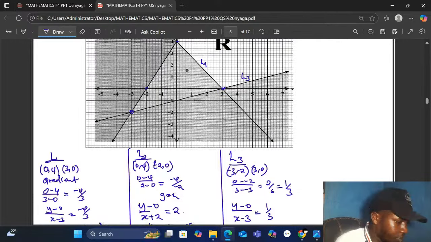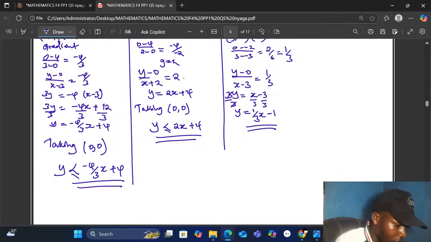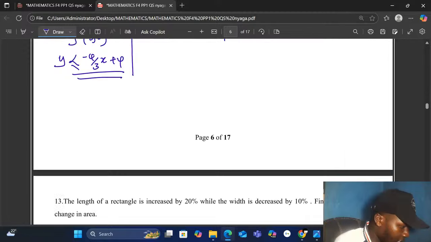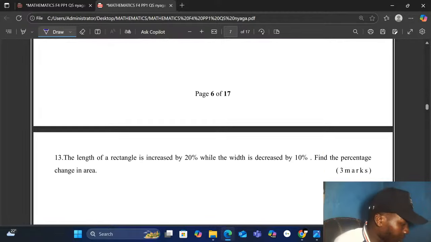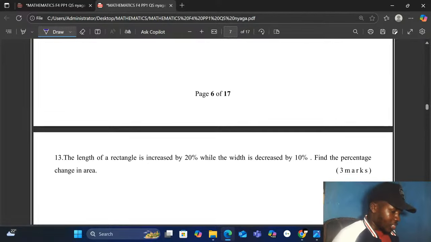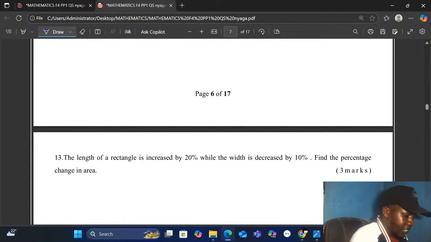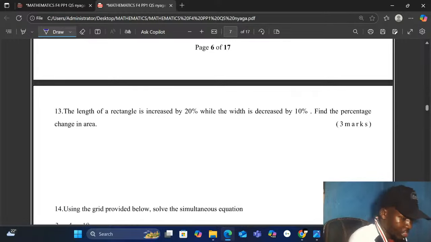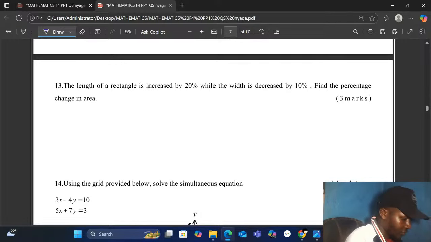And then we move to question number 13. The length of a rectangle is increased by 20%, while the width is decreased by 10%. Find the percentage change in the area.